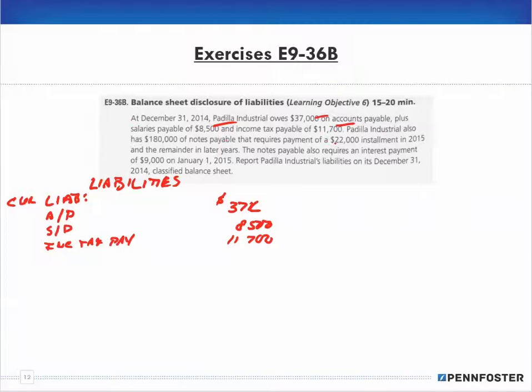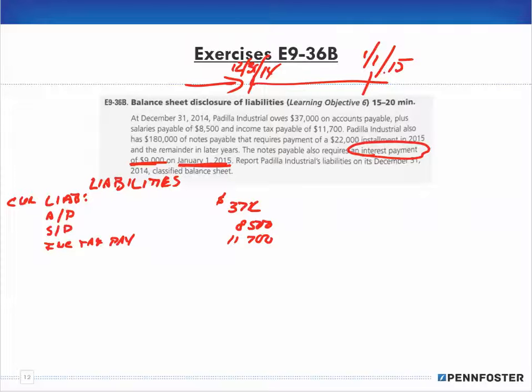Also has a note payable that required a payment of a 22,000 installment and the remainder in later years, and the note also requires an interest payment of 9,000 on January 1st. So we're looking at 2015, and we're looking at the end of December. Okay, and since it's not paid, let's draw a timeline here. Since we're looking at 12/31/2014 when we're making this balance sheet, it says requires an interest payment of $9,000 on January 1st. Well, January 1st, 2015 is the next day, right?